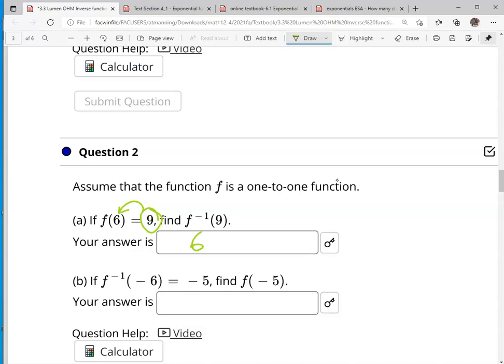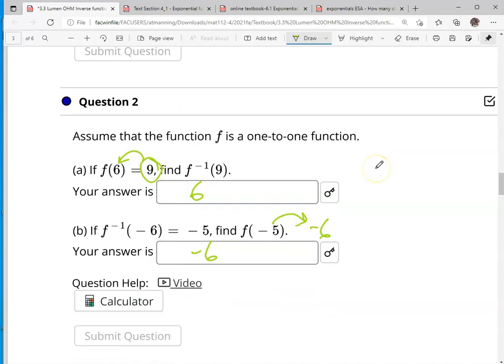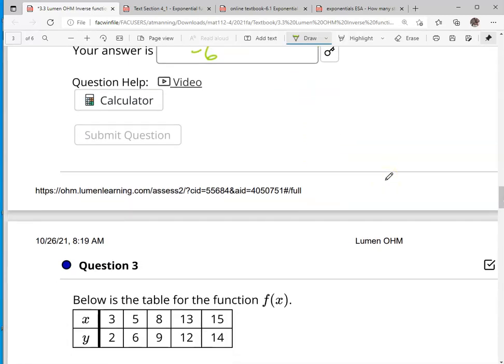And vice versa. If the inverse given negative 6 got me to negative 5, then I know that the original function, if I gave it a negative 5, got me to a negative 6. The whole definition of the inverse: if I start with a negative 6, it gets me negative 5. That means the original function, if I give it a negative 5, will take me to negative 6. So we know that every function, an inverse of the inverse, gets me back to the original function. Some easy ones to work with.